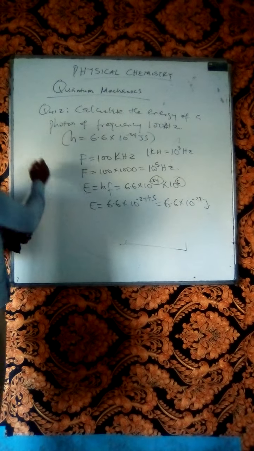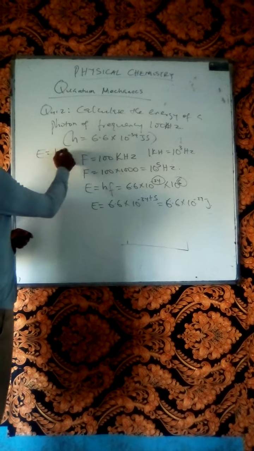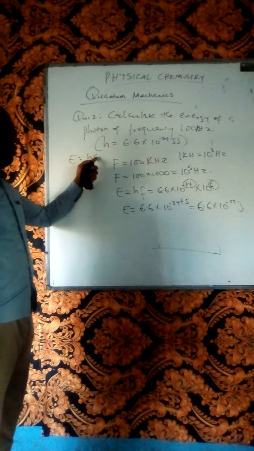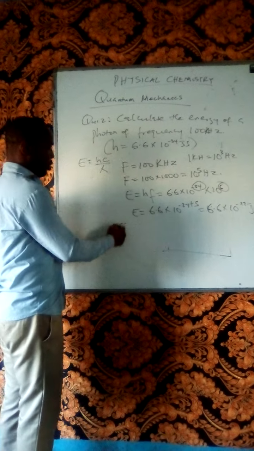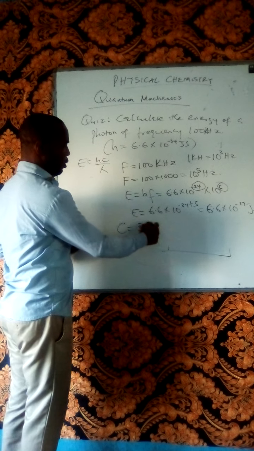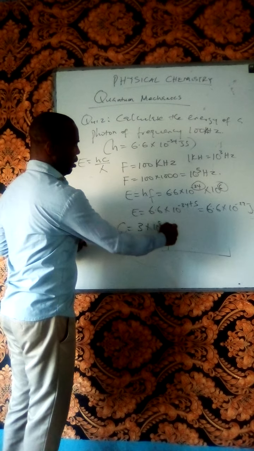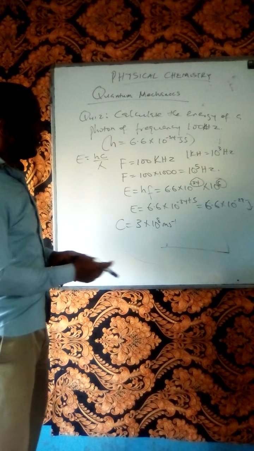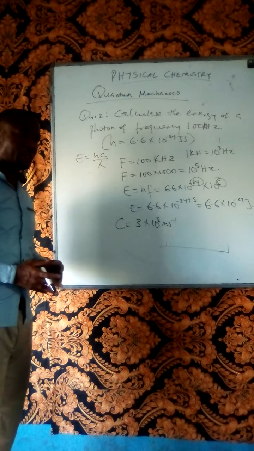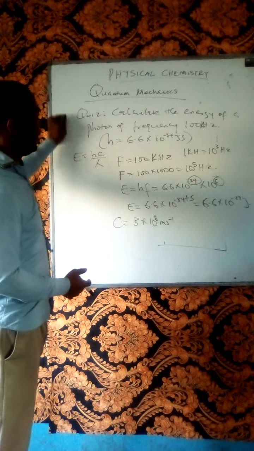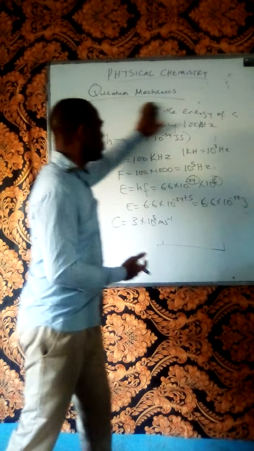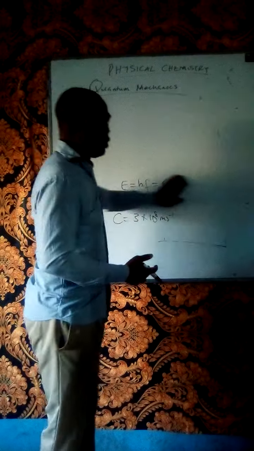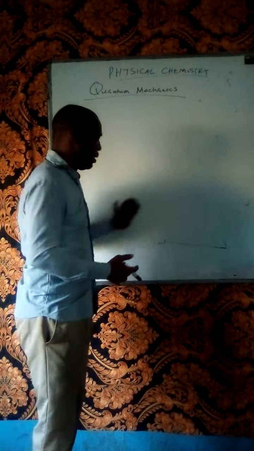You can as well apply this formula to find the energy of photons if we are given the wavelength of light and the velocity of light. The velocity of light is constant, which is 3 times 10 to the power 8 meters per second. So having understood Planck's concept and also Einstein, who introduced the photon, we now move to another man that contributed to quantum mechanics.